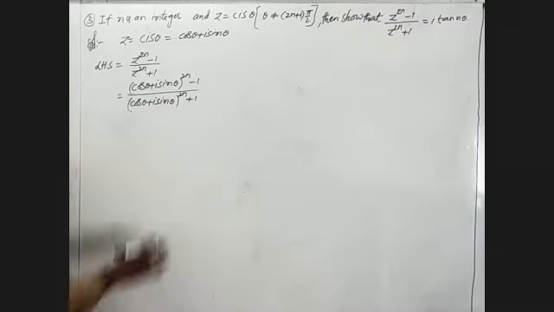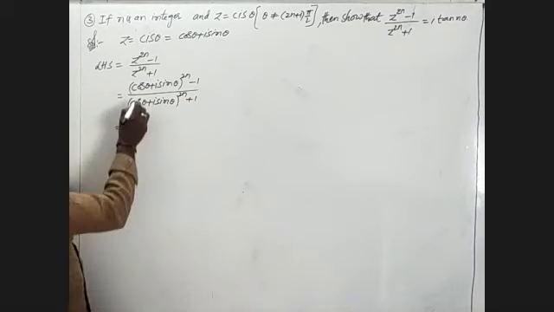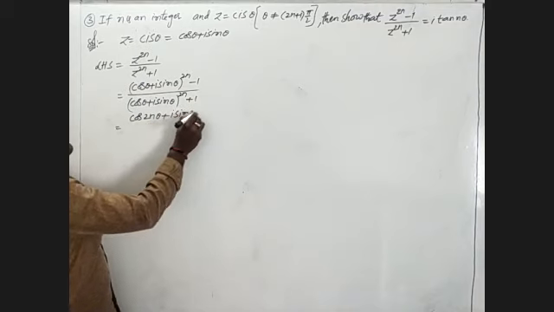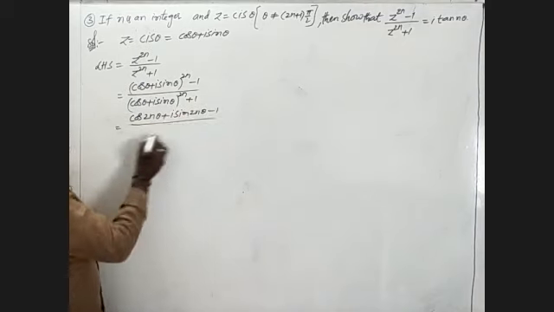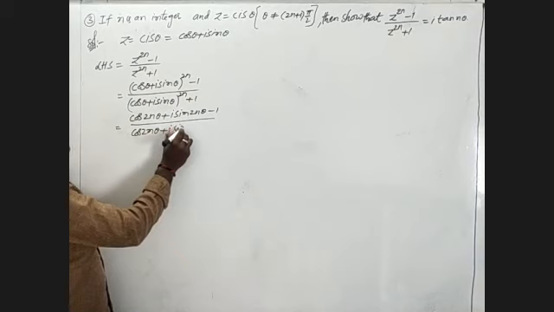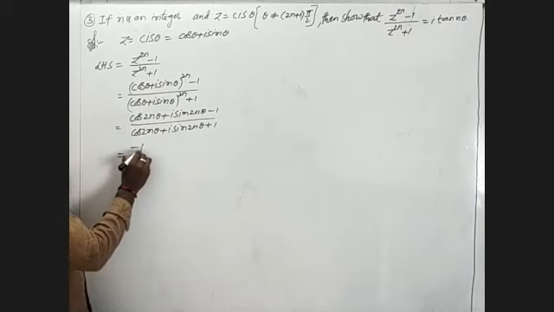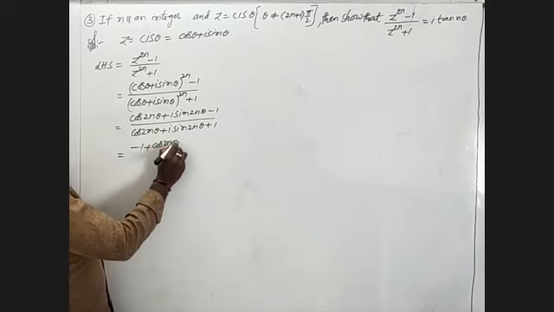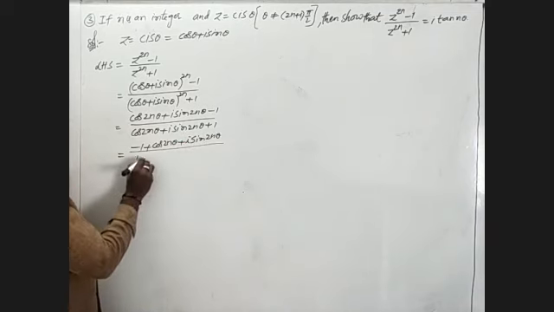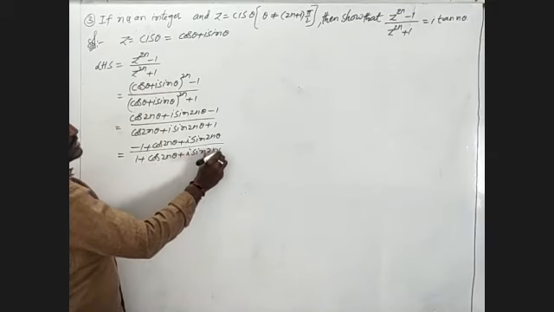How to expand this? (cos theta plus i sin theta) whole power n is nothing but cos n theta plus i sin n theta. Here also we write cos 2n theta plus i sin 2n theta minus 1, by cos 2n theta plus i sin 2n theta plus 1. Here we write minus 1 plus cos 2n theta plus i sin 2n theta, by the denominator 1 plus cos 2n theta plus i sin 2n theta.